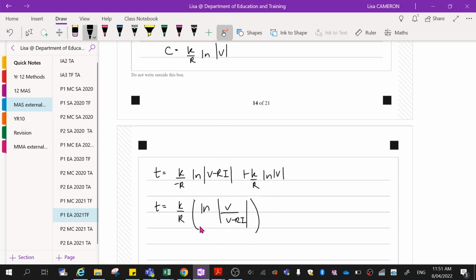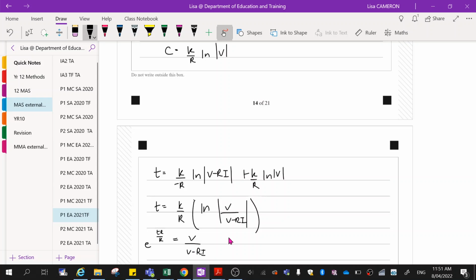So that gets me the time of this. Now, I haven't proven our statement yet, so I'm going to start rearranging things and just see what happens. First thing I'm going to take over is the r and the k, so it'll become t r over k. Next thing that's going to come across is I'm going to take the ln, so it'll become e to the power of all of this is equal to v over v minus ri.